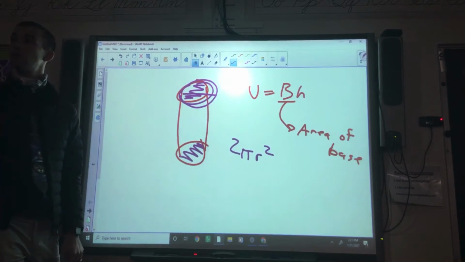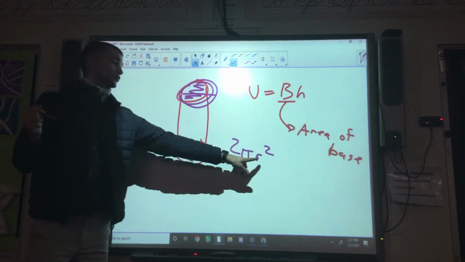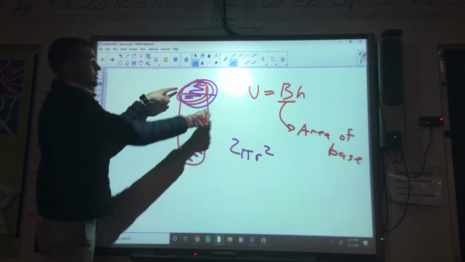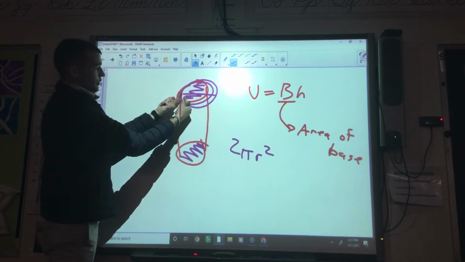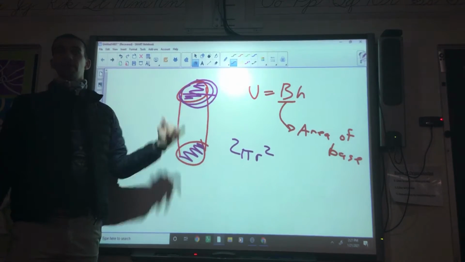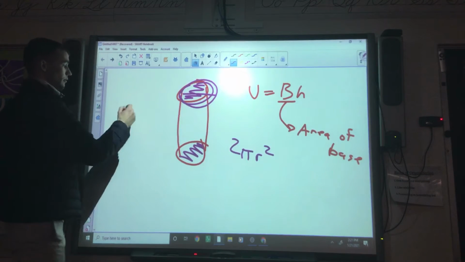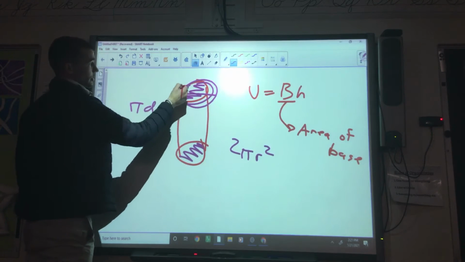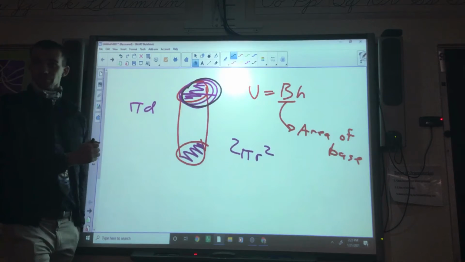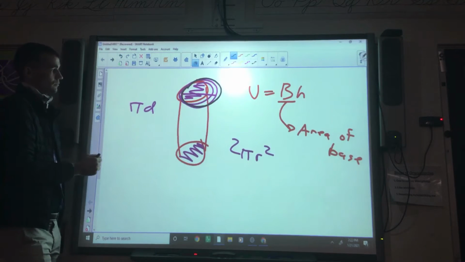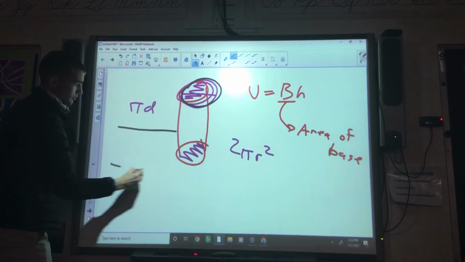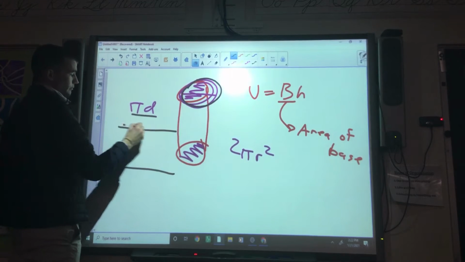No, 2 pi r squared, that's area of one circle or two circles. We're just finding distance around here, because that's what you get when you unfurl or unwrap the thing going around it. Pi times diameter. Yeah, pi times diameter is going to get you all the way around here. And you have to multiply that. Think, if you unwrap it, that's what this is right here, pi times diameter.